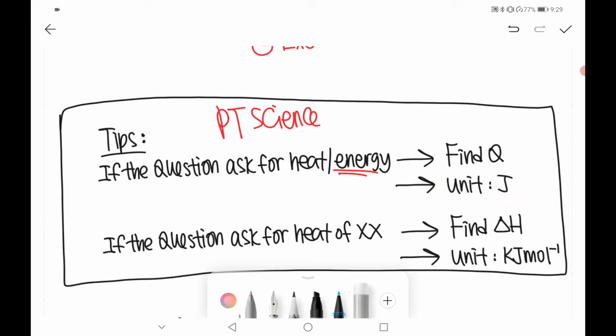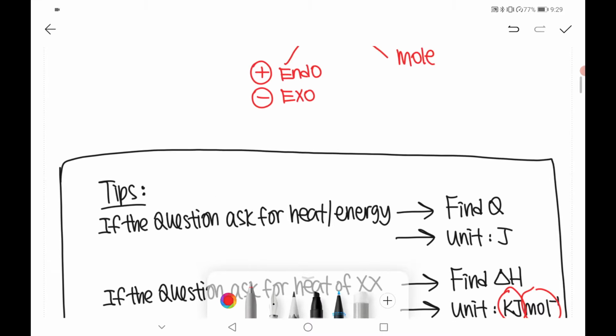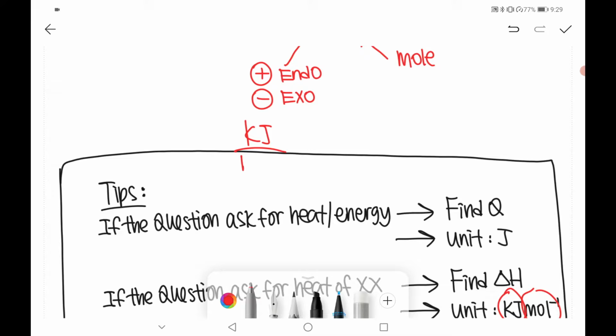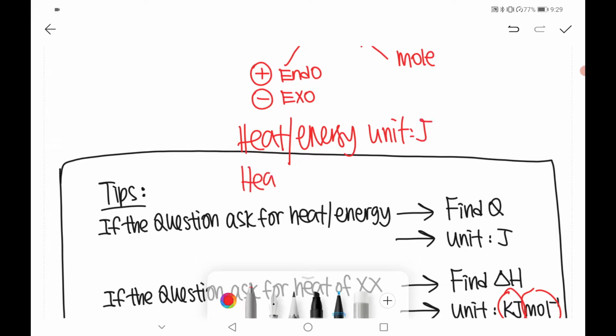All right, so next one, if the question asks you to find heat of something, the unit is kilojoule per mole, which is written as kJ mol^-1. This one you have to be very, very careful. If they want you to find heat, if they want you to find the energy, then the unit must be joule. If they want you to find heat of something, then the unit has to be kilojoule per mole.